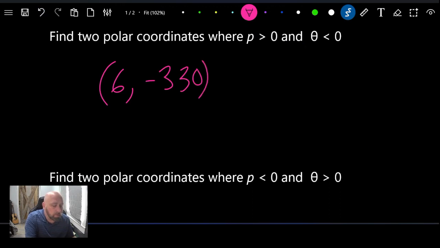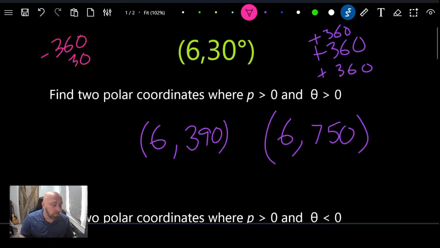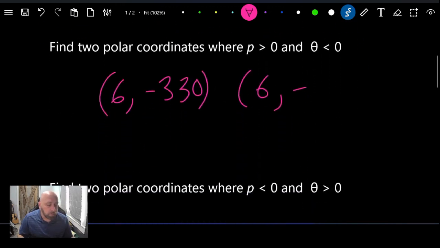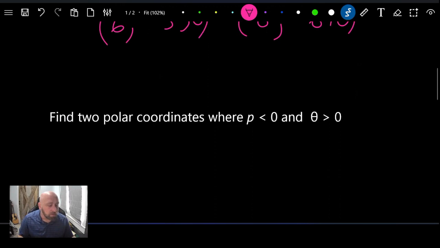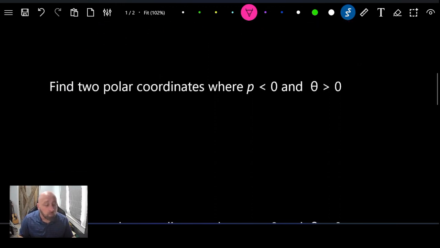All right, here we go. And then our next one would be 6 comma negative, and we would just subtract 30 from 720. That is going to give us negative 690 as our other one. Again, we could keep going with that, but we don't need to because it tells us to only find 2. The next one, two polar coordinates where rho is now going to be negative.